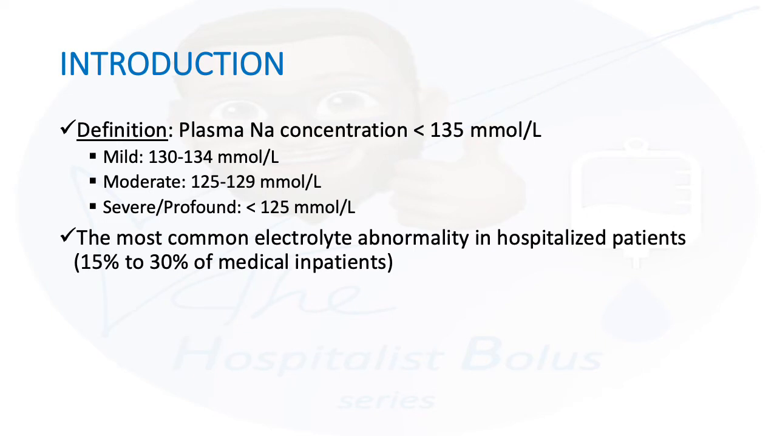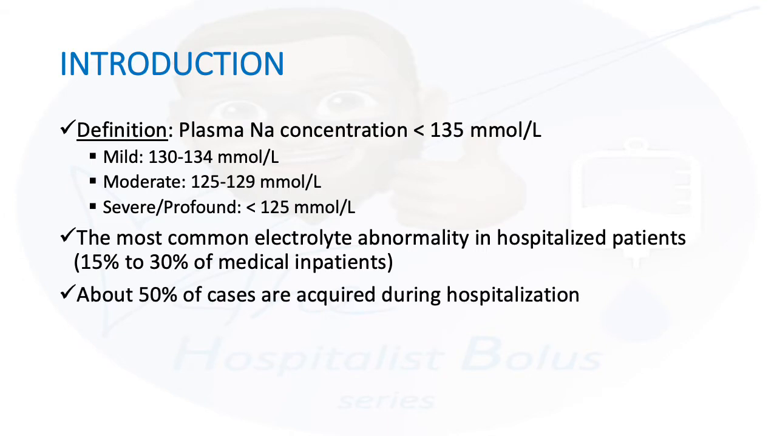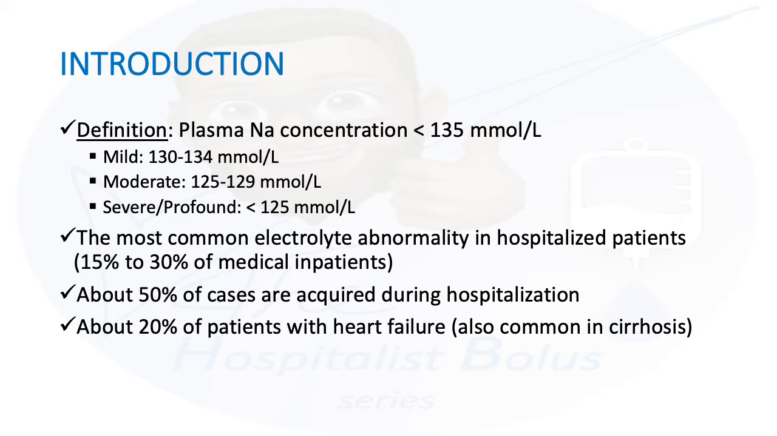It's the most common electrolyte abnormality in hospitalized patients, up to 30% of medical inpatients, and about 50% of cases are actually acquired during hospitalization. 20% of patients with heart failure might also have hyponatremia, and you might also see it in cirrhosis, among other diseases like kidney problems and drug-associated SIADH, and many others. So it's really very common, it's very important, and that's why we're going to talk about it.